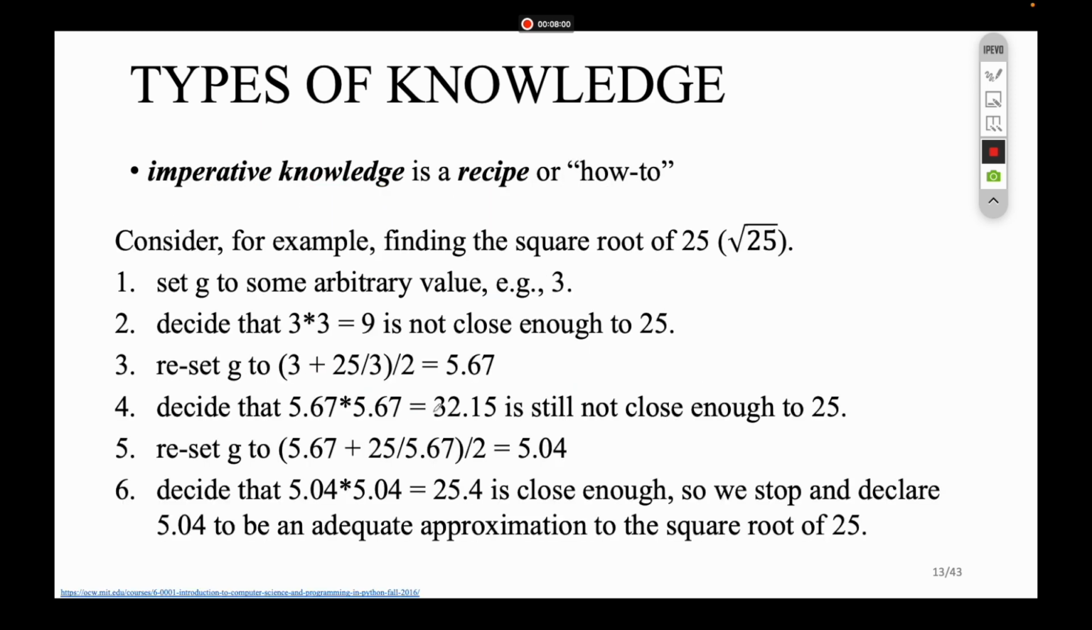And then if you want to program something, you need to have the second kind of thinking, which we call imperative knowledge. This kind of knowledge is actually a recipe. You want to create some kind of recipe to do something.